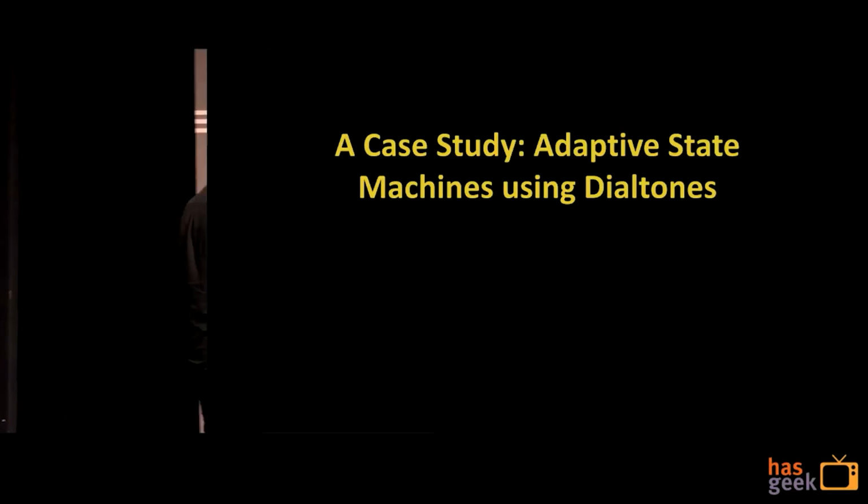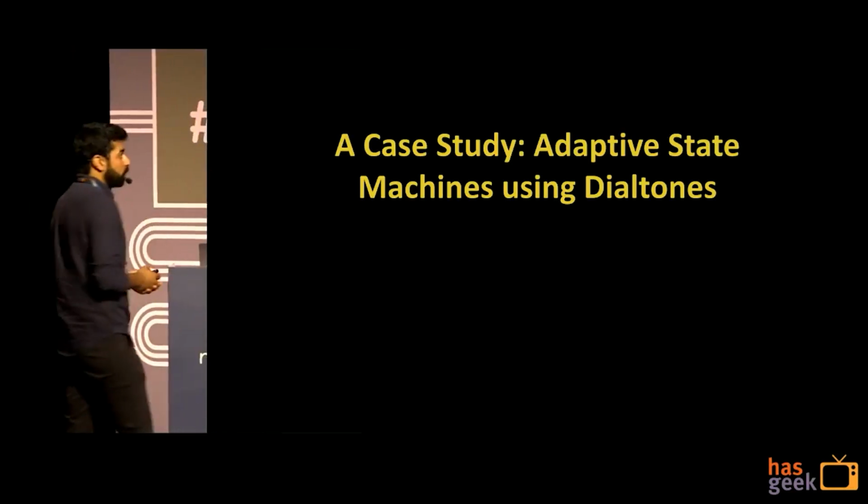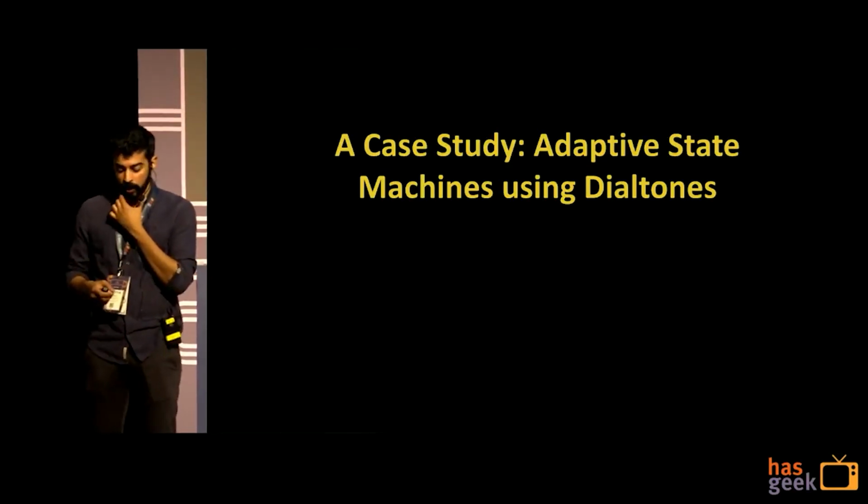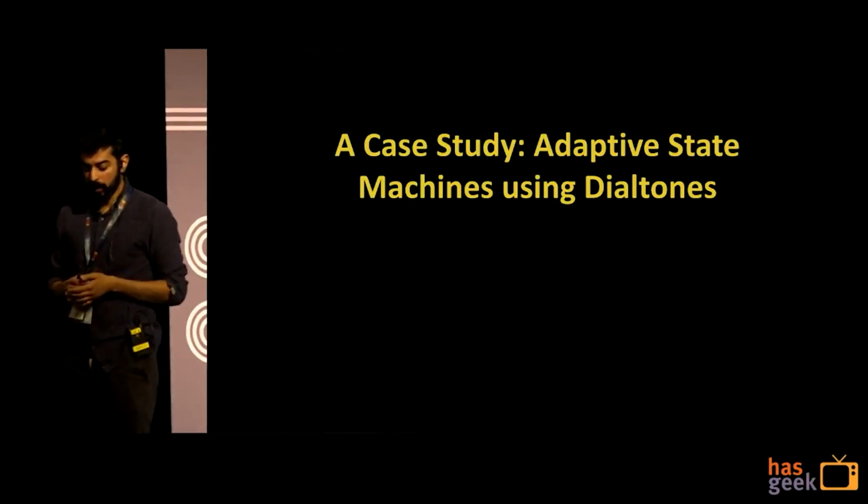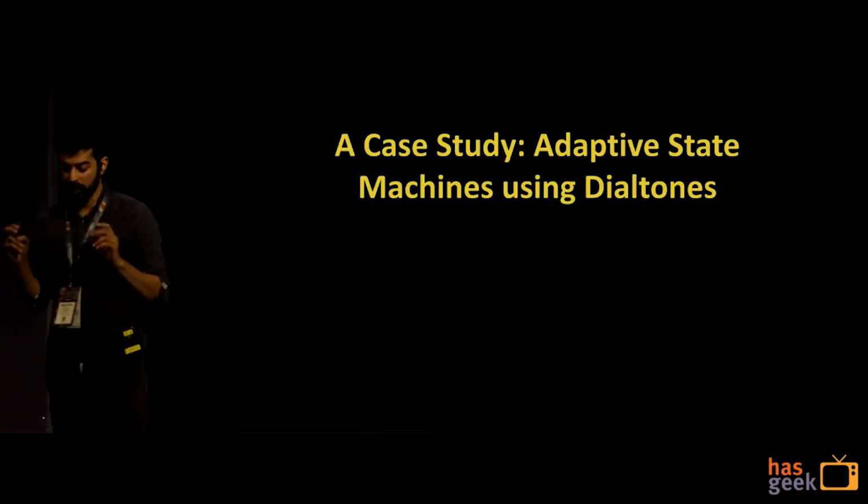That was case study number one. The second case study I'm going to talk about is a more asynchronous use case, and it relies on this notion of adaptive state machines.